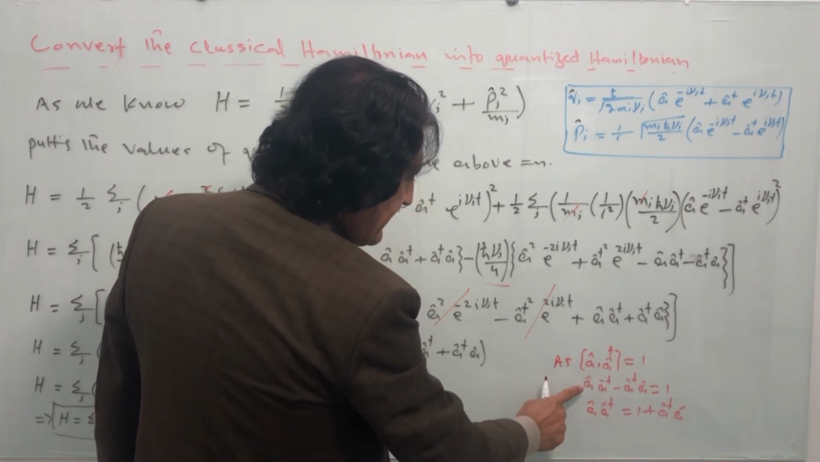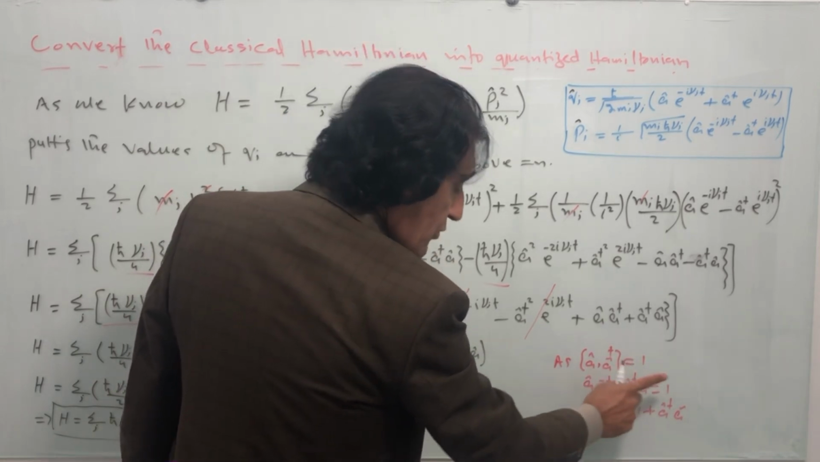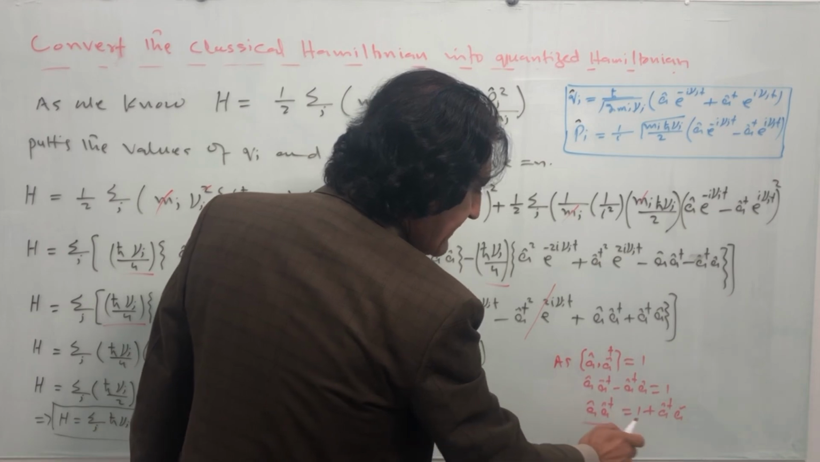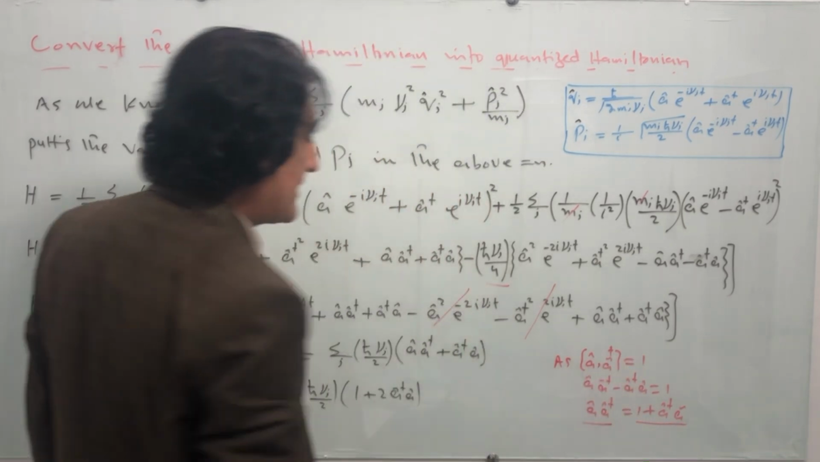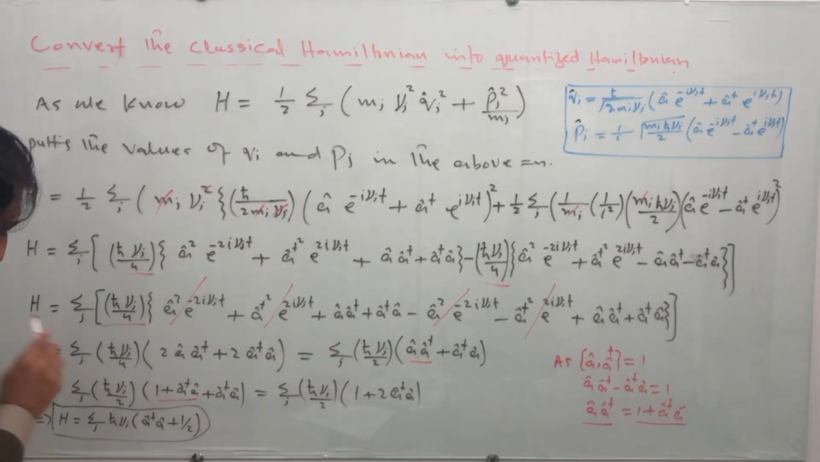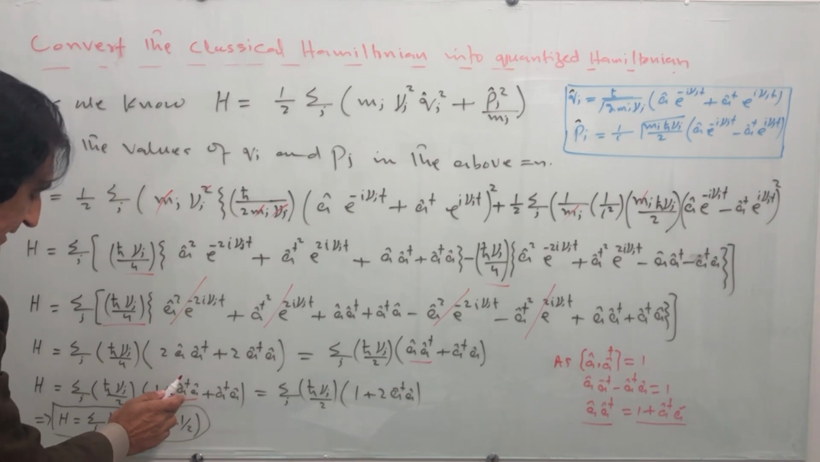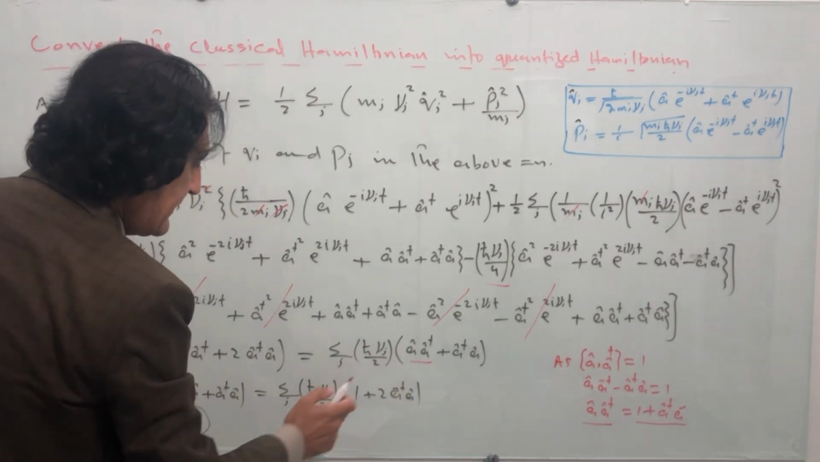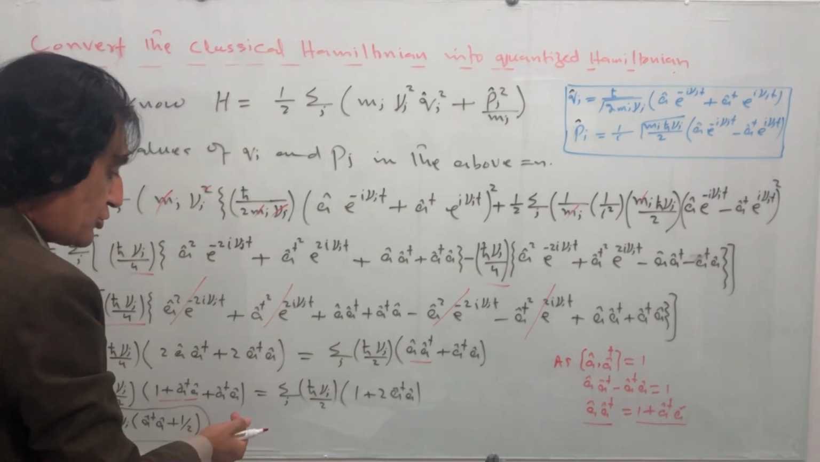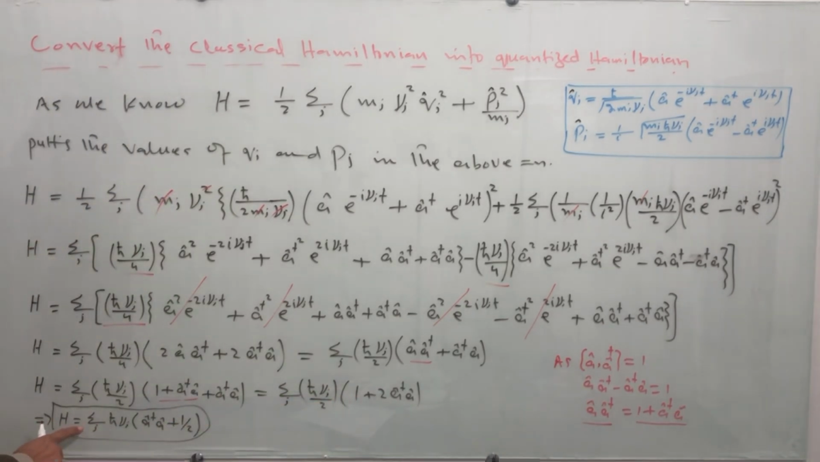We also know the commutation relation: a a dagger minus a dagger a is equal to 1. If we open this commutation relation and find a a dagger, its value is 1 plus a dagger a. Putting the value of a a dagger here, which is equal to 1 plus a dagger a, and adding, we get 2 a dagger a plus 1. Now if we take 2 common, this 2 will be cancelled out with this, and this will be half. So we get H equal to summation over j of ħ ν_j (a dagger a plus 1/2). This is the quantized Hamiltonian for the harmonic oscillator.